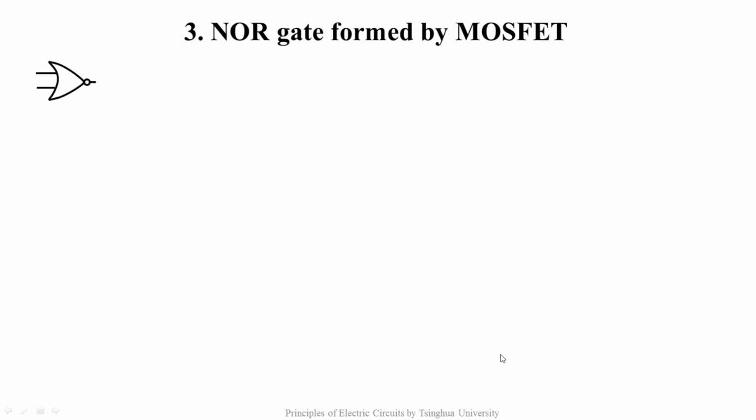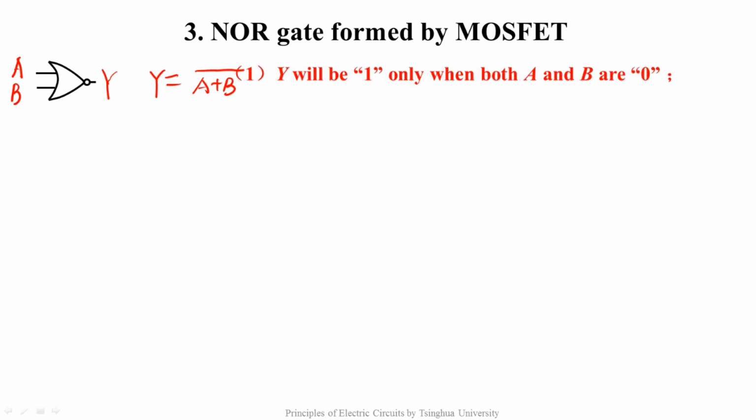The third basic logic gate is the NOR gate formed by the MOSFET. This is a NOR gate symbol. If its inputs are A and B, the output is Y. Its logic expression is Y equals NOT (A OR B). Its logic is that only when both A and B are 0, Y will be 1. Otherwise, Y will be 0.